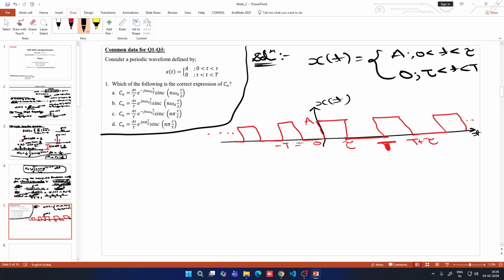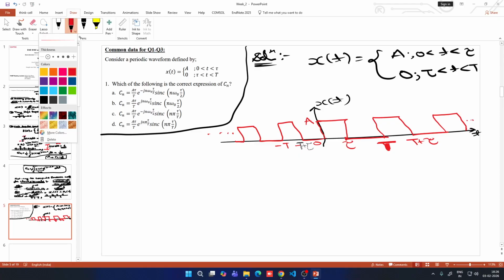So this will be minus t plus tau, minus t plus tau. So this is our original waveform, and in question number 1 we have to find the expression for Cn. Cn is the Fourier coefficient.